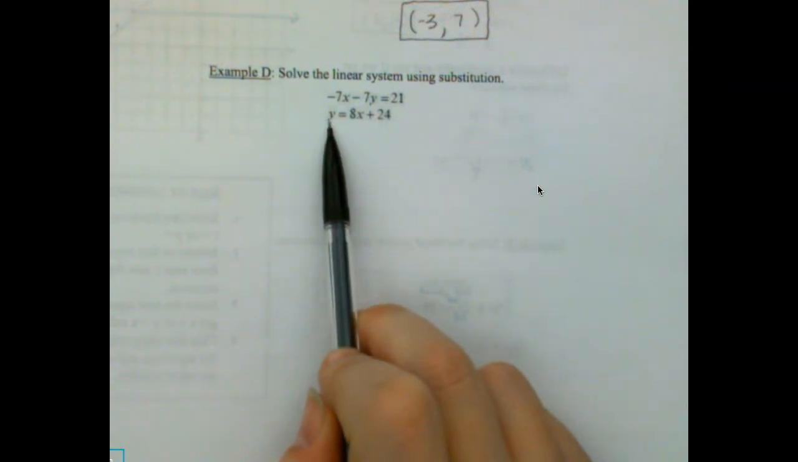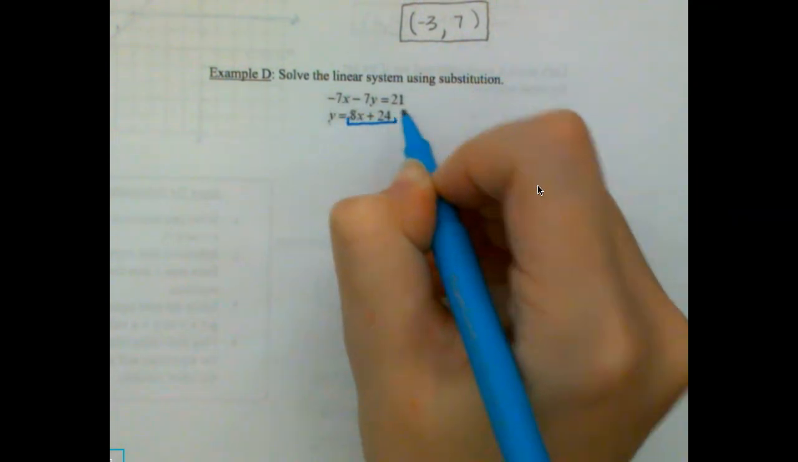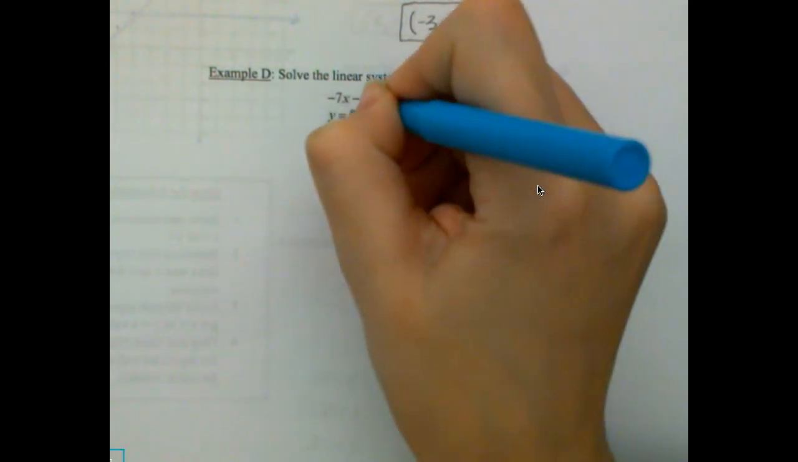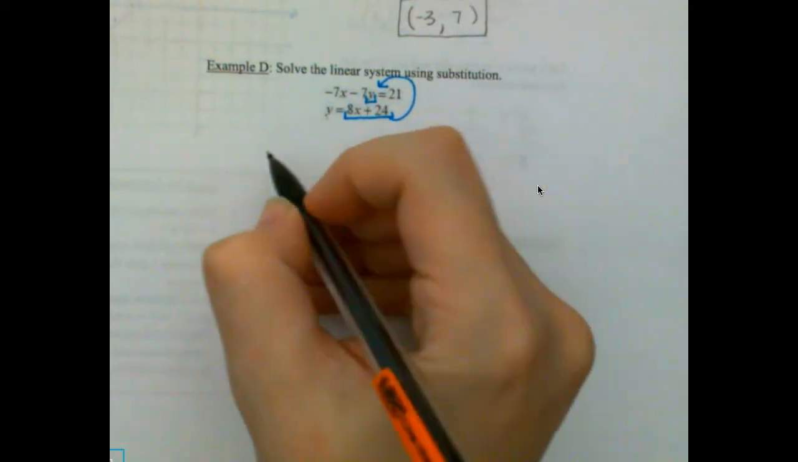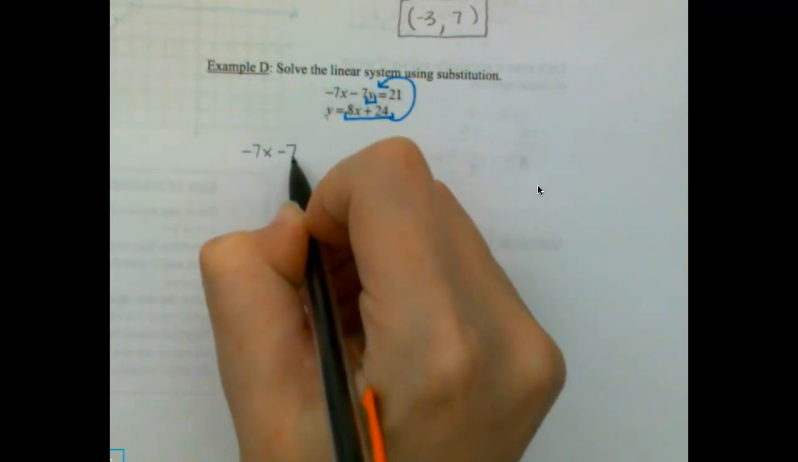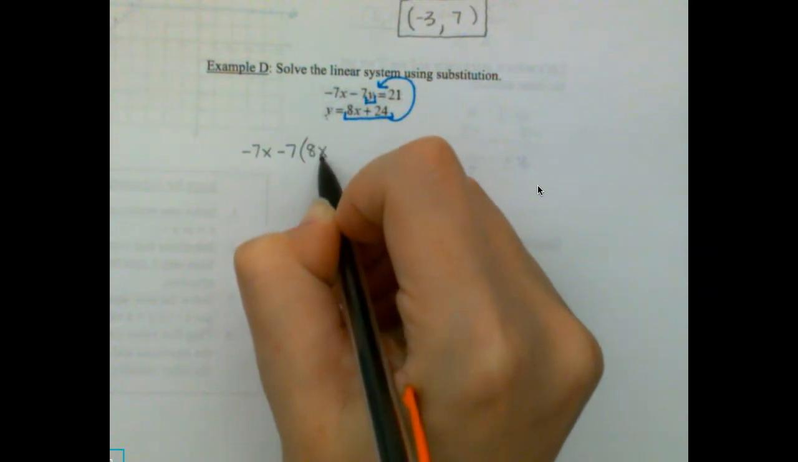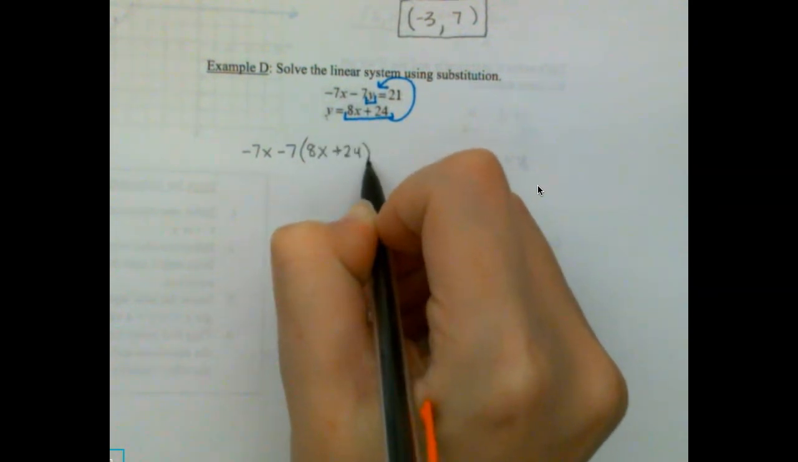So we look for the y equals or the x equals, either one. In this case, it's our second equation. So here I know that y equals this thing, 8x plus 24. So I'm going to take that and plug it into the y in the other equation. So instead of the top equation being negative 7x minus 7y, I'm going to put negative 7 parentheses, and I'm going to replace that with 8x plus 24.